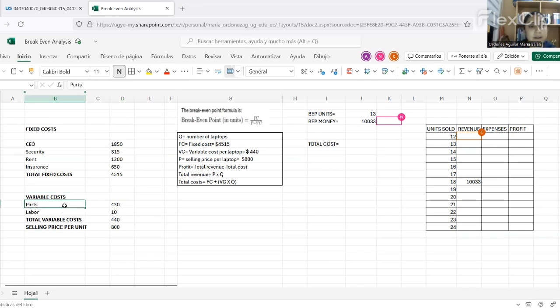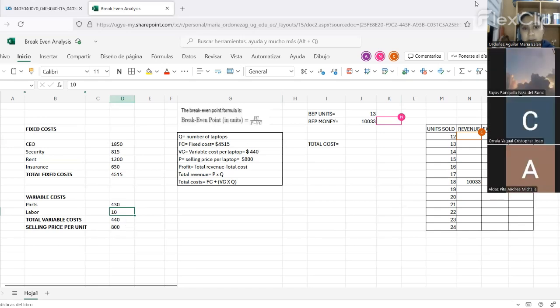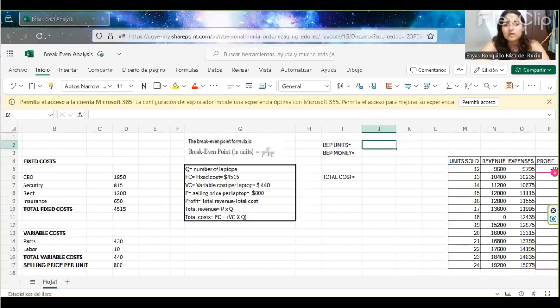And we also have the variable cost, which has two parts. The first is the part, which is 430, and labor, which is 10. If we add these two costs, we have 440. And the selling price per unit of the product that we sell is 800. Now my partner will explain the formula of the break-even point.